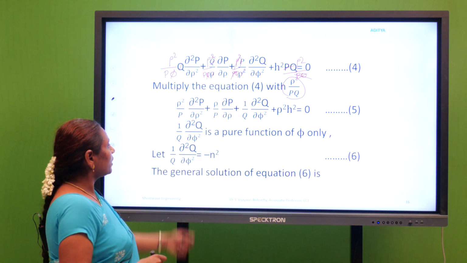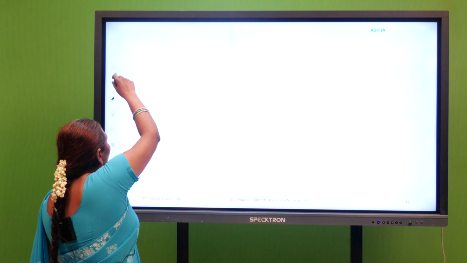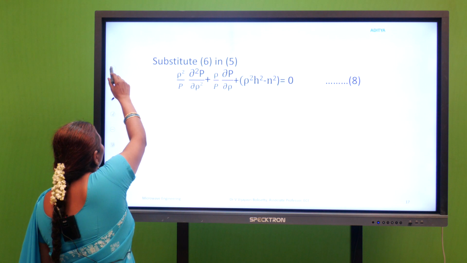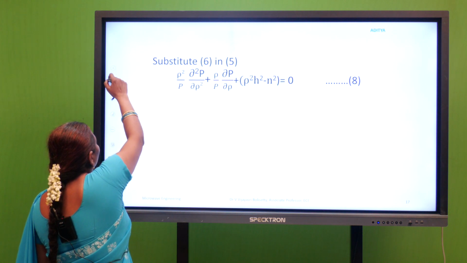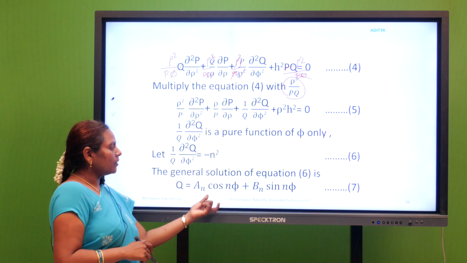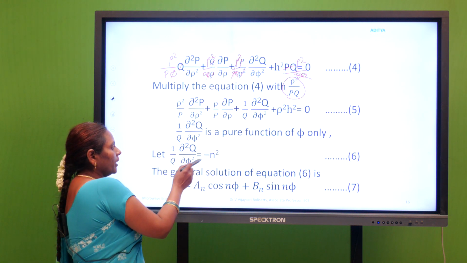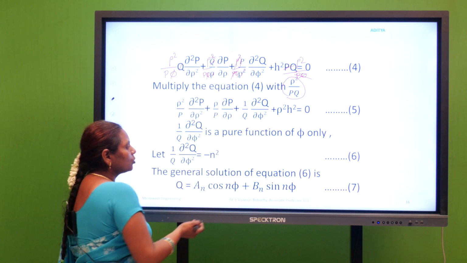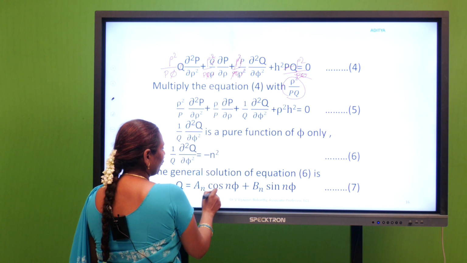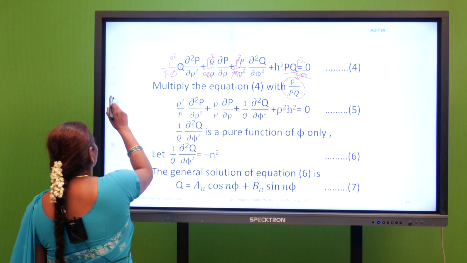So, the general solution for this equation 6 will be in the form of Q is equal to An cos n phi plus Bn sin n phi, because it is a function of phi only, and as it depends on the term n, we call it some arbitrary constant A suffix n cos n phi plus B suffix n sin n phi. So this is equation 7.